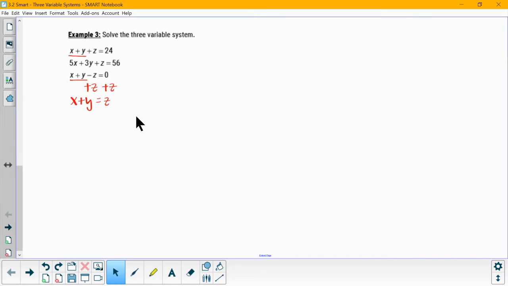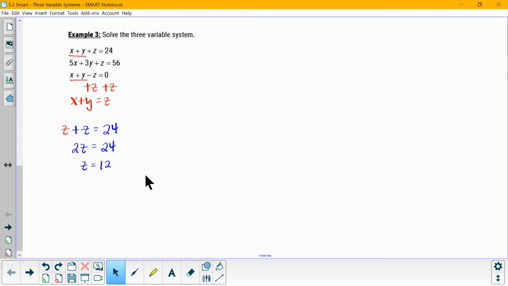So I'm going to add z to both sides. So now I have x plus y equals z. So what I'm going to do is take this statement, and where I see x plus y in my first equation, I'm going to replace it with z. So I'm going to end up with z, which is from this equation, plugged into my first equation, which has plus z equals 24. Now I only have one variable, which makes it so that I can solve for that particular variable. I get 2z equals 24, and I get z equals 12.